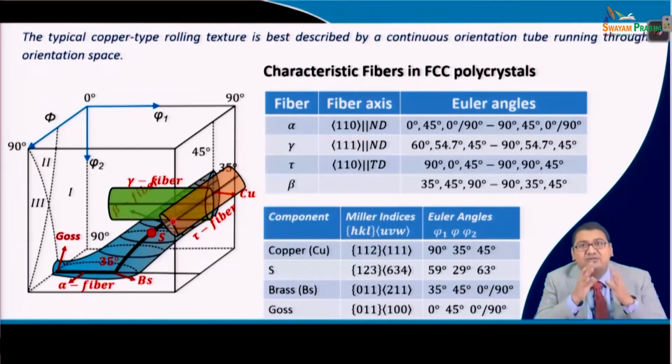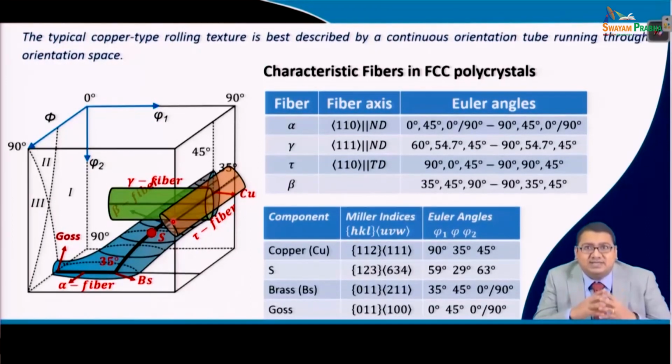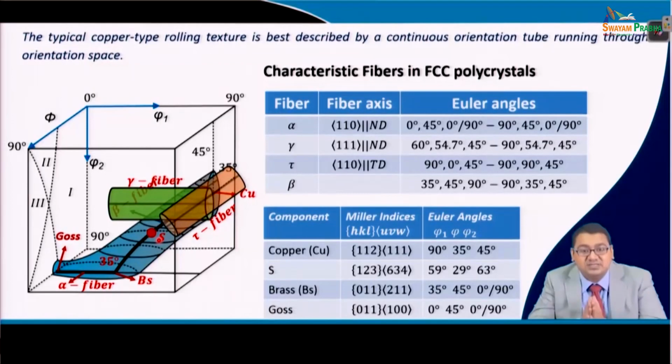And why is it a TD fiber? If you remember the Euler space, what we have shown is that the first rotation is along ND, that is, the phi 1 rotation is given along ND, right. And then the second rotation is given along RD. So, if we rotate phi 1 along ND by 90 degrees, then the second rotation which is given along the RD is now basically RD dash, which is rotated by 90 degrees, which is basically TD. So, basically the second rotation is actually given along TD, which makes the fiber formed parallel to phi, but at phi 1 equal to 90 degrees, parallel to TD. So, this is a TD fiber, right.